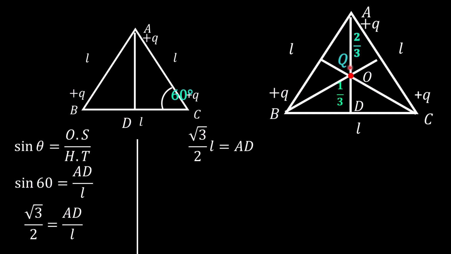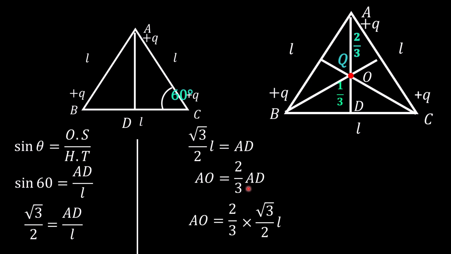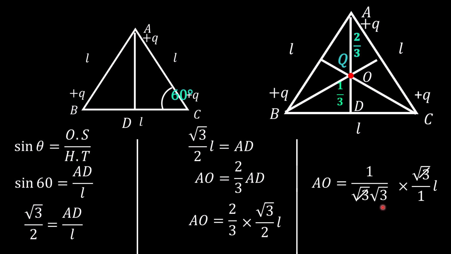And AO is equal to 2 by 3 into AD. Substituting the AD value here, we get this. Cancelling this 2, we get root 3 by 3 into L. This 3 we can write as root 3 into root 3. Cancelling this root 3, we get 1 by root 3 into L.